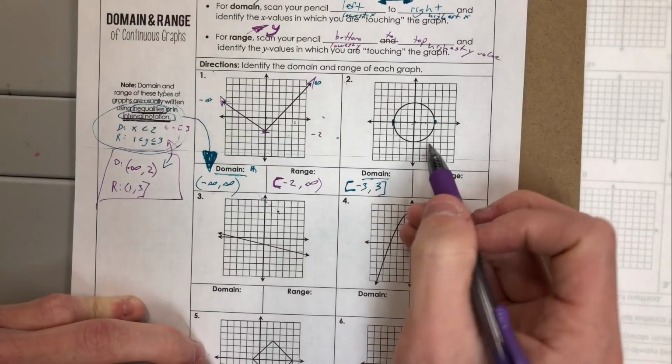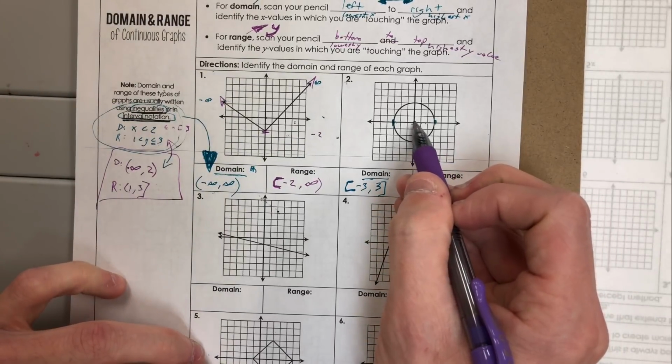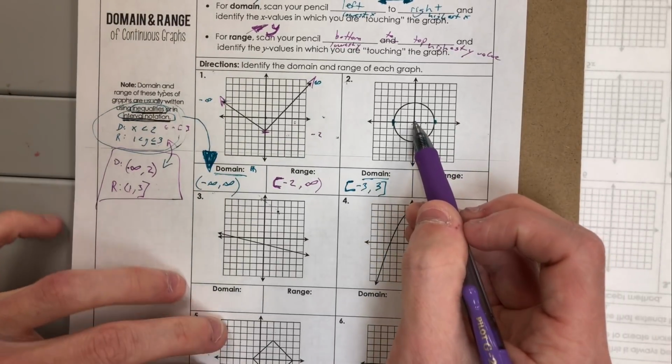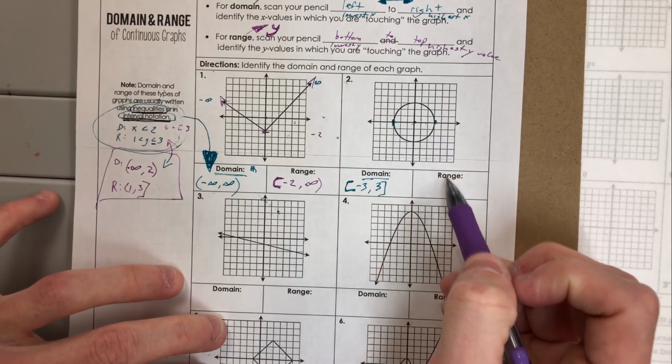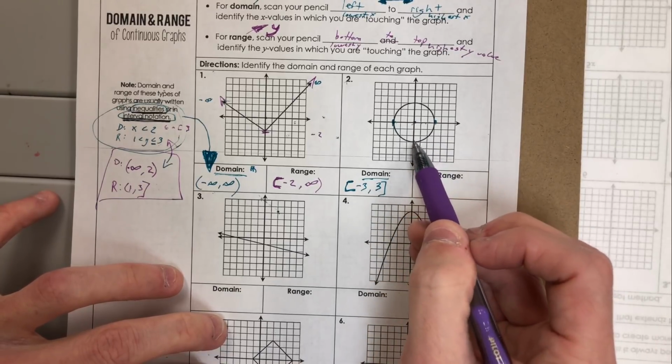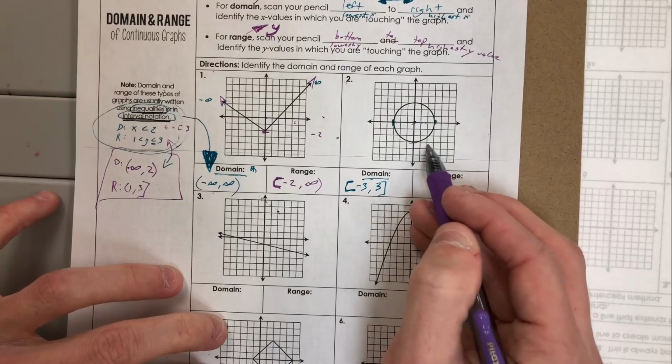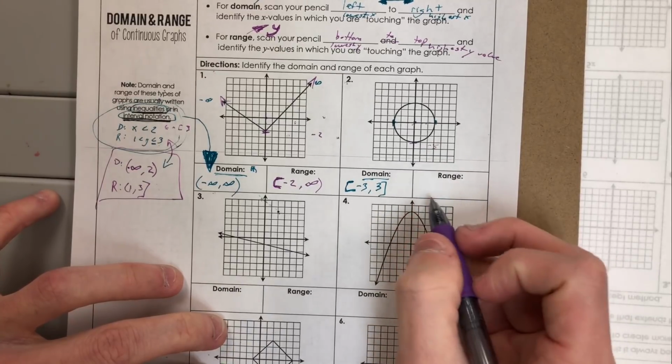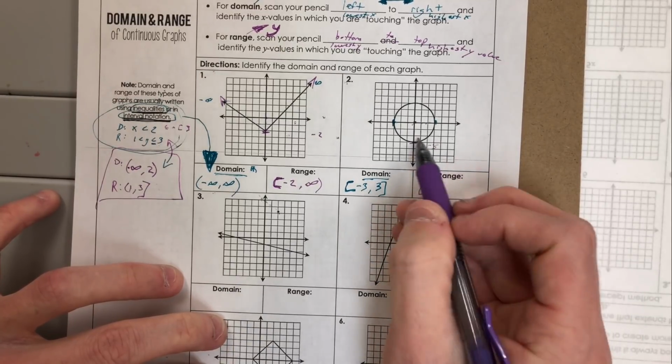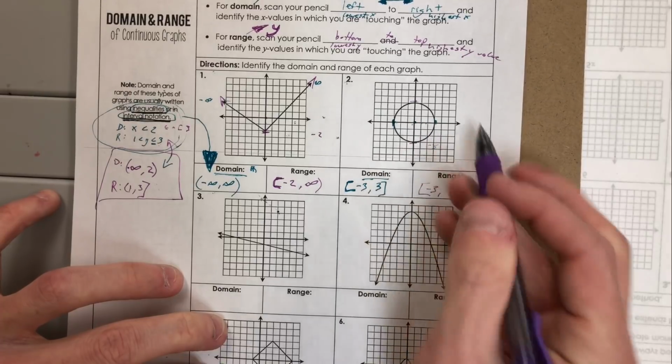Range is going to be the same thing. We're going to start at the origin, except we're going up and down. So we're going to find our lowest y value, 1, 2, 3. So that's negative 3 down there, and we're going to write it. It gets a bracket. We're going to go up 3. That's our highest y value.